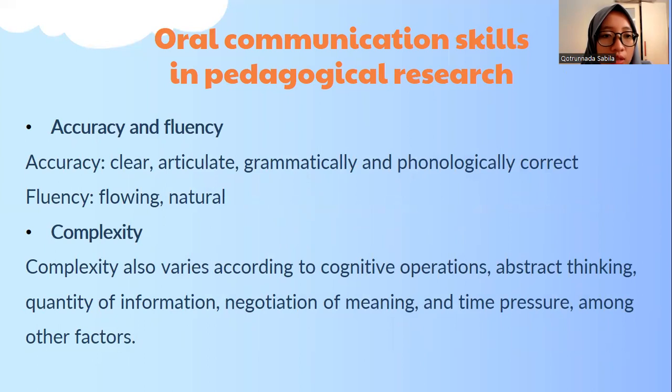And then accuracy and fluency. While fluency may in many communicative language courses be an initial goal in language teaching, accuracy is achieved to some extent by allowing students to focus on the elements of phonology, grammar, morphosyntax, and discourse in their spoken output. And then complexity. Complexity also varies according to cognitive operations, abstract thinking, quantity of information, negotiation of meaning, and time pressure, among other factors.